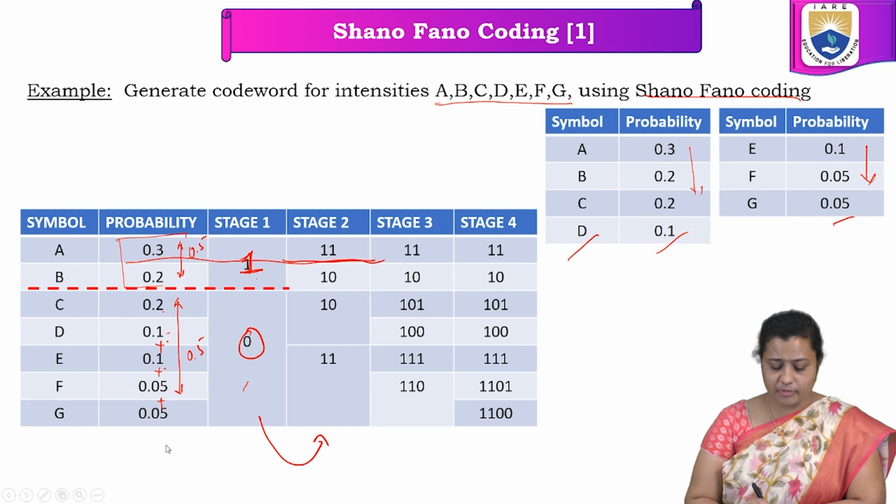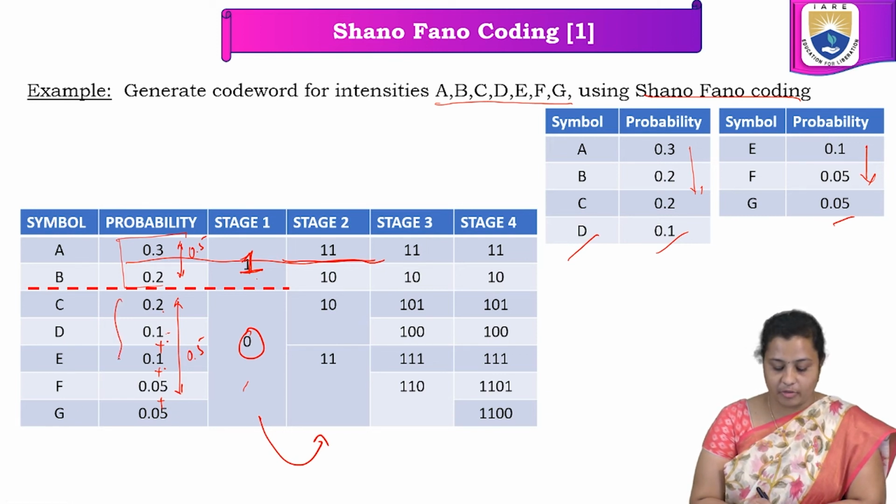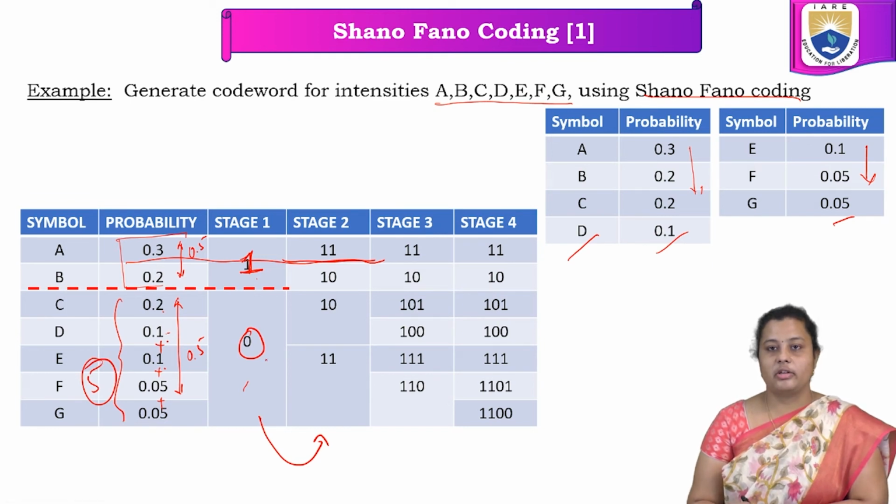Now, if we come to our below subgroup, we observe that we have 5 values, right? And we have coded the 5 values as 0. Now we are going to divide it into subgroups. So what are we doing? We are dividing it into subgroups such that their intensity values are almost the same.